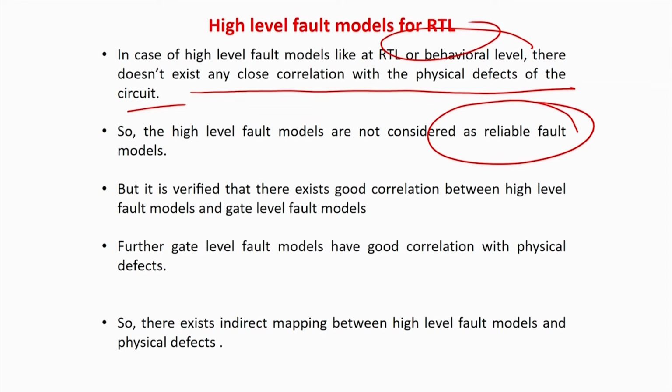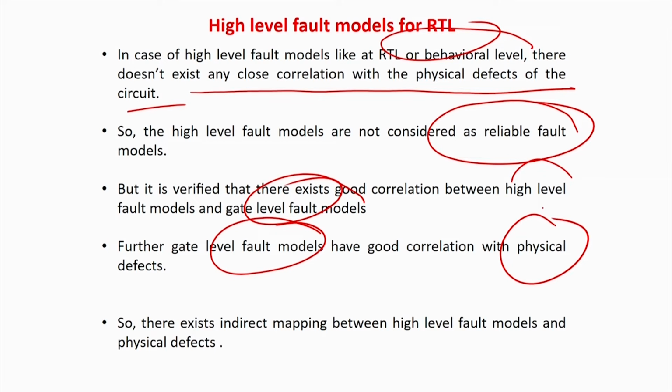Since last 4 to 5 years, as I was telling you, all the test engineers have started moving in this direction, because we are left with no other solution than finding out more and more accurate RTL fault models and go at the higher level of abstraction. But as I told you, it is verified that there exists good correlation between high level fault model and the gate level models. Gate level models again have good correlation with physical level. So there is an indirect jump. So people are actually believing or trying to find out that we have to test at the RTL level, what are the good fault models at the RTL level.